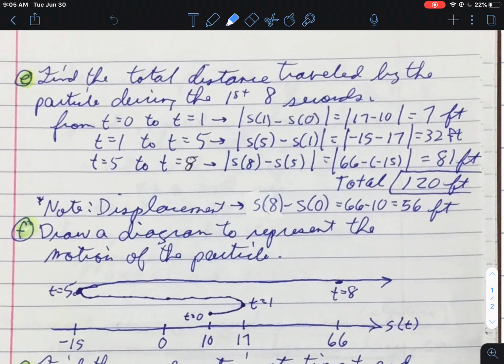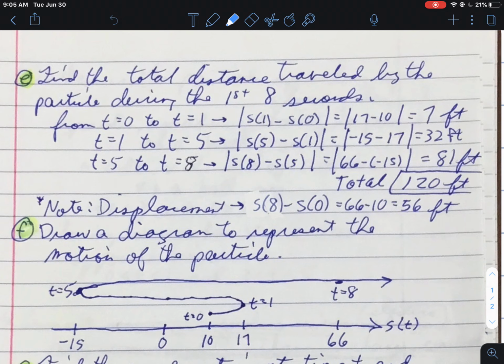Part E, find the total distance traveled by the particle during the first 8 seconds. All right, so now we've talked about this idea of distance previously when we first introduced the idea of position, velocity and acceleration. We talked about distance versus displacement. When I talk about displacement, we call it the straight line distance, as we say, as the crow flies, from point A to point B. From where we start to where we stop. What's that straight line distance? That's our displacement.